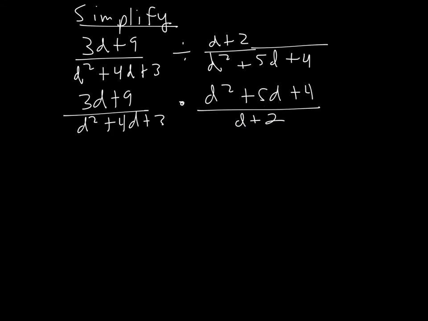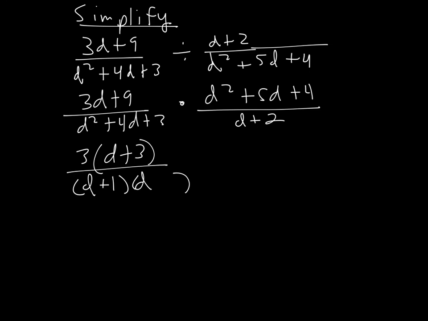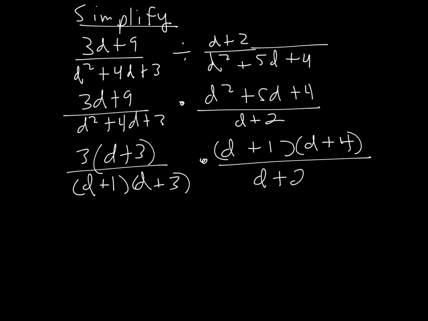Okay. So here we go. First one, 3 parentheses d plus 3. Just GCF factor. Denominator, d plus 1, d plus 3. Check it, it works. Over here, same kind of idea. d plus 1, d plus 4. And then the denominator here, d plus 2, nothing to do with that.